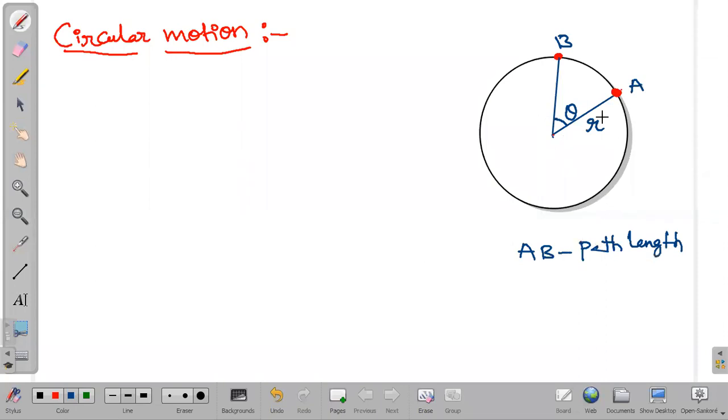Distance or path length. And when we have to go for displacement, what we do: here also r, here also r. Suppose I consider this as r1 and this as r2. Then r2 minus r1, in terms of vector notation, when I am taking, this is delta r.